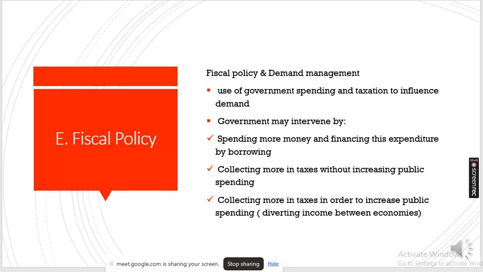So how does government use the fiscal policy? Government intervenes in three ways. Number one, spending more money and financing this expenditure by borrowing. So the government can spend more and borrow from outside. Secondly, collecting more in taxes without increasing public spending. So making sure that they collect more money in taxes. And also the government can collect more in taxes in order to increase public spending. So make sure that people spend a lot of money, they buy goods. As people are buying goods, they are paying more in taxes. So we call that diverting income between economies.